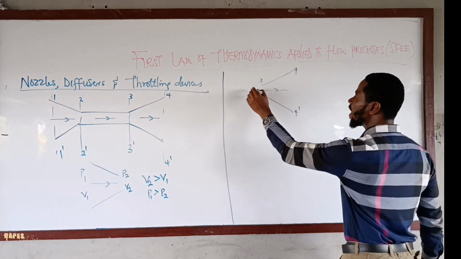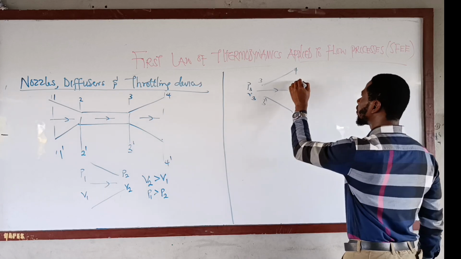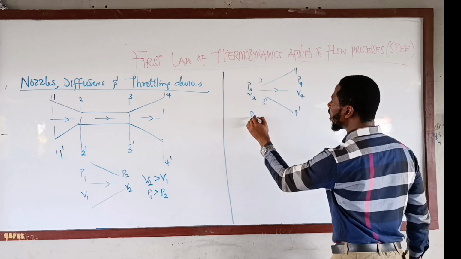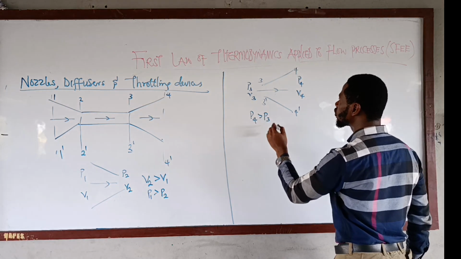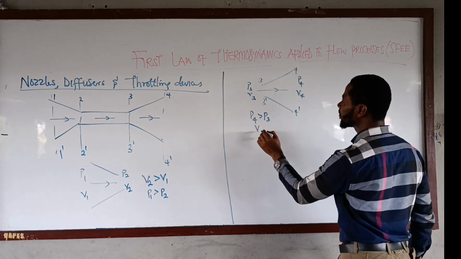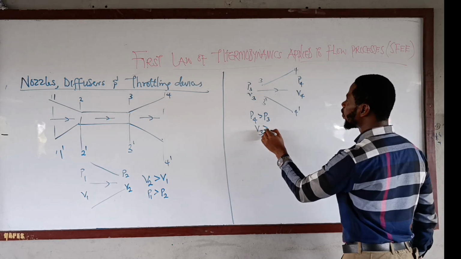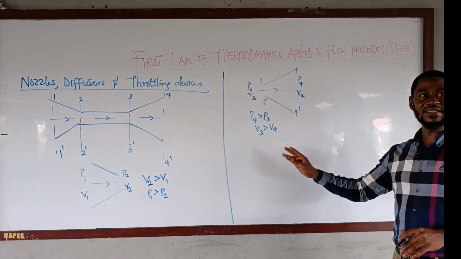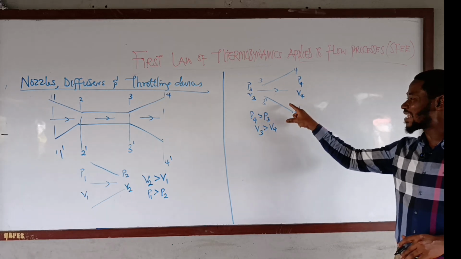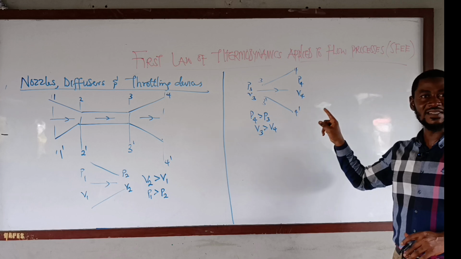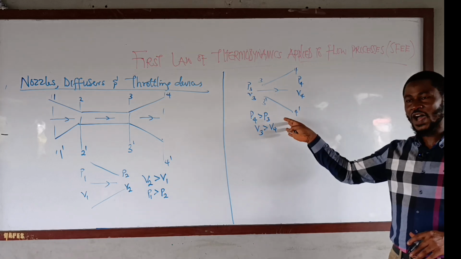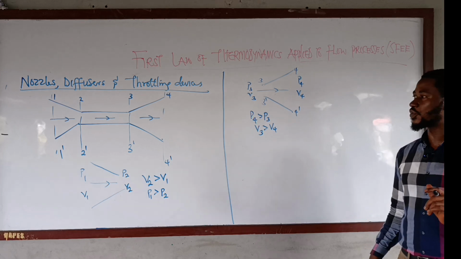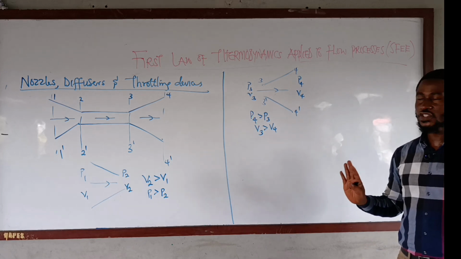So what happened at this level? We have P3 and V3. We have P4 and V4. At this level, P4 is greater than P3, and V3 is greater than V4. So if you have something of this form, you have passed a message that this particular thing, a diffuser, a steady operating device, has been defined. You have passed a message across. Now let's look at the steady flow energy equation in these two devices that I have just mentioned.